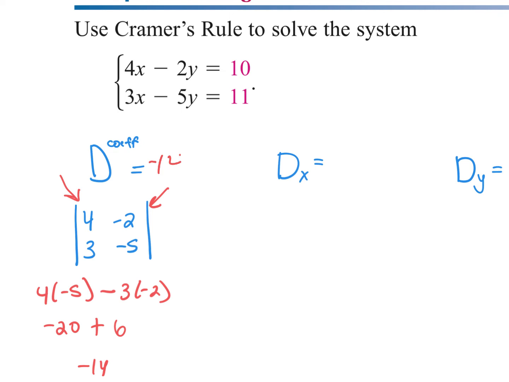It does not always equal -14. I don't know, these two examples. That's funny.